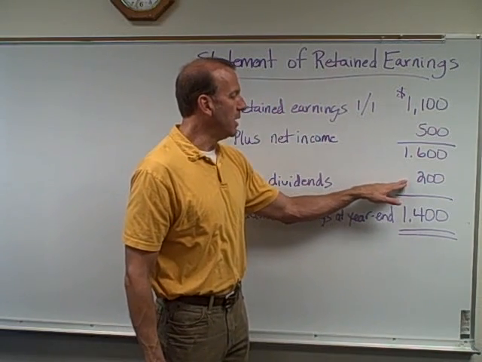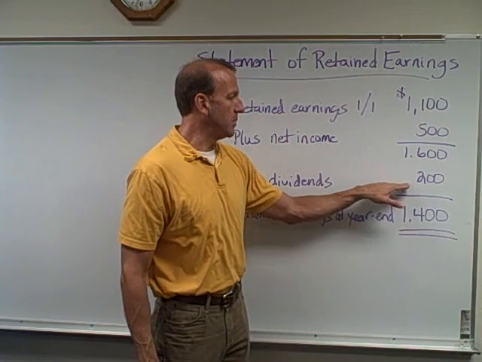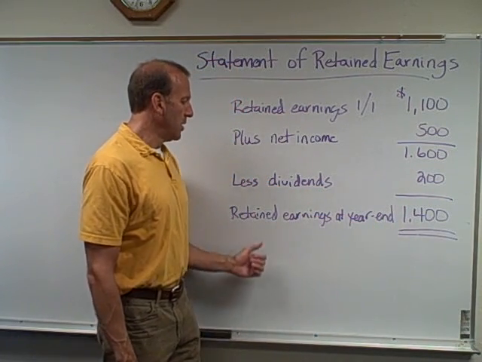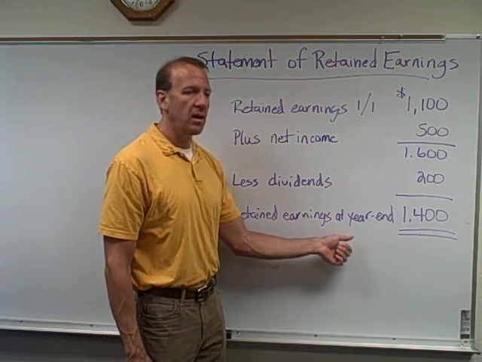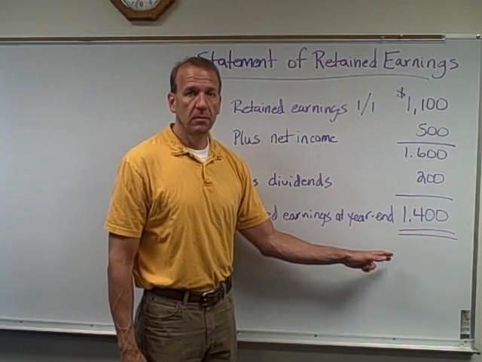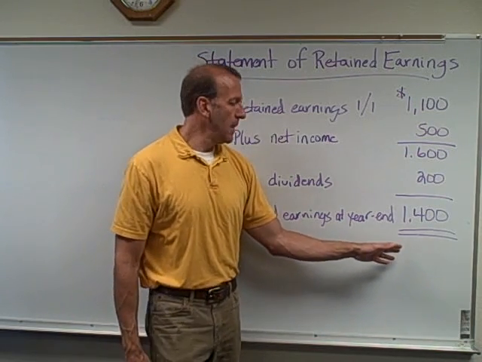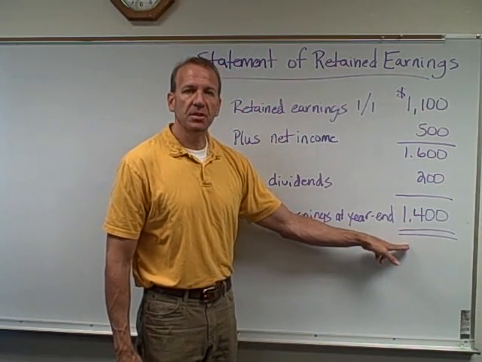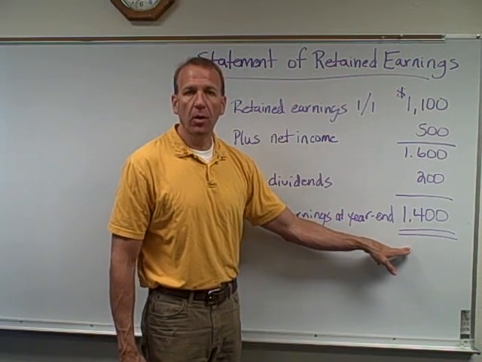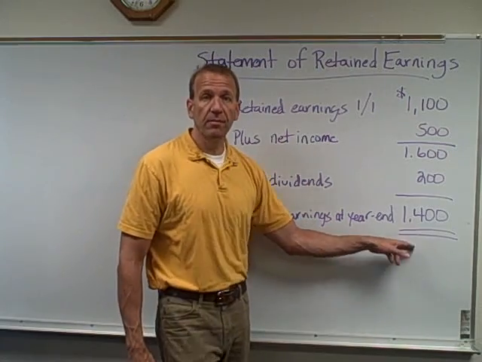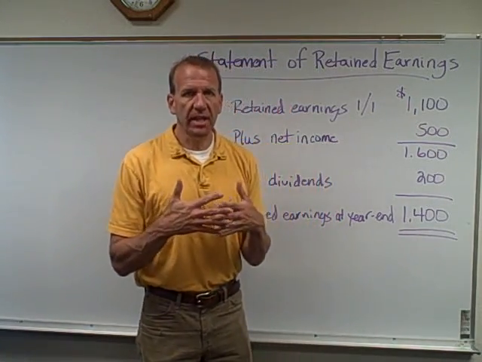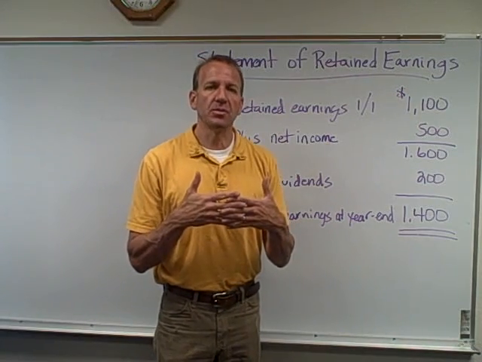So that was 200. Now remember, this is a reduction, so we're going to subtract that from the 1,600, and we get $1,400 left over. So our retained earnings at year end then are $1,400. Now where's this going to go? Okay, remember at the beginning of this video I said that this goes on the balance sheet. So you'll see this dollar amount now on your balance sheet under owner's equity within retained earnings there, you'll see $1,400.